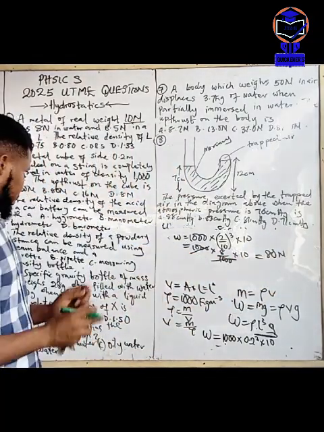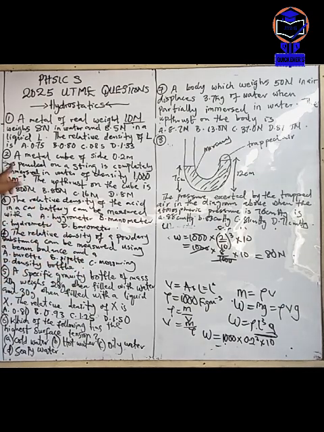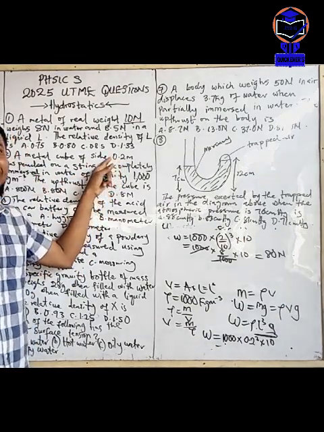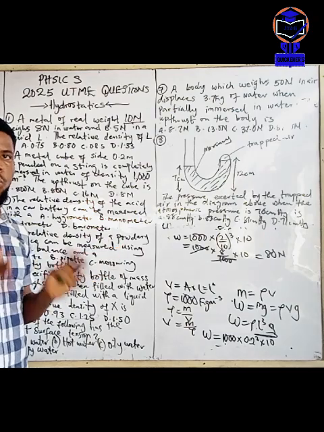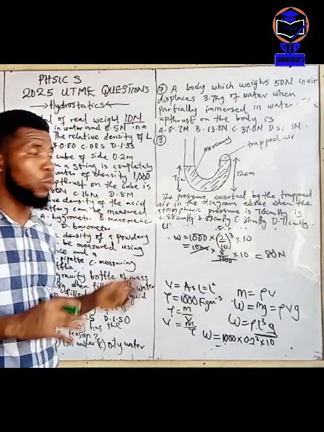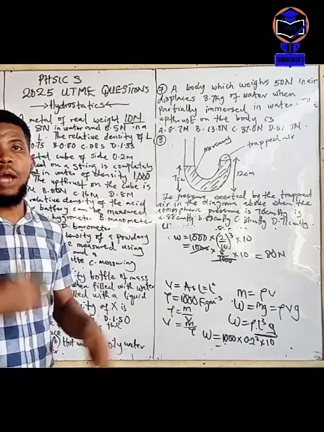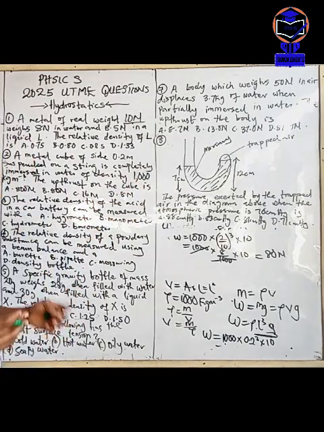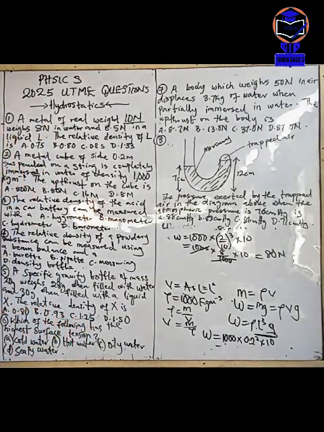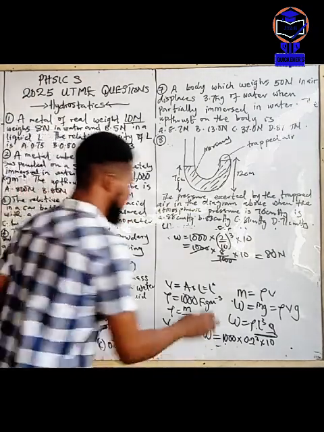Remember, a cube is a shape that has all sides equal. All the sides are equal. So you can see 0.2. You can calculate the volume of the water cube just by having 0.2. Are we there? So now, let's answer the next question, okay?